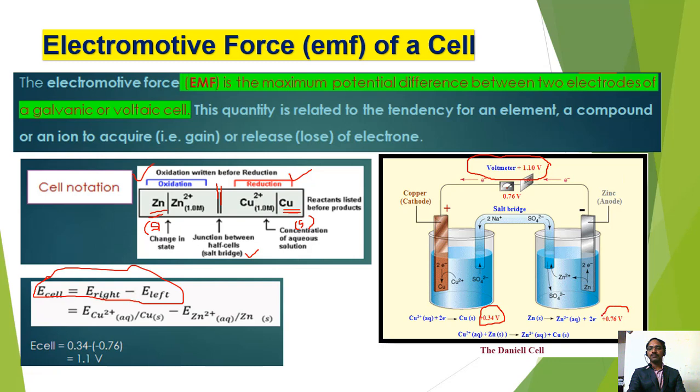The zinc getting oxidation is 0.76 volts. So, the oxidation potential value is plus 0.76, but the reduction potential value is minus 0.76. Just put those values here: 0.34 minus of minus 0.76, that equals 1.1. So, like this we can calculate the EMF of a cell. This is the standard EMF of a cell, because we are taking it at standard conditions.